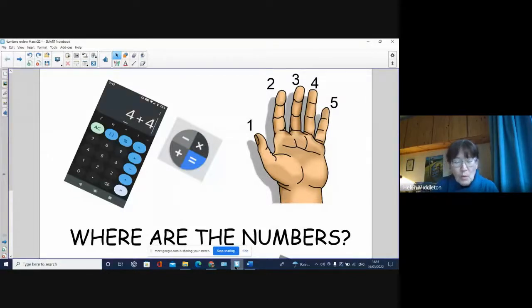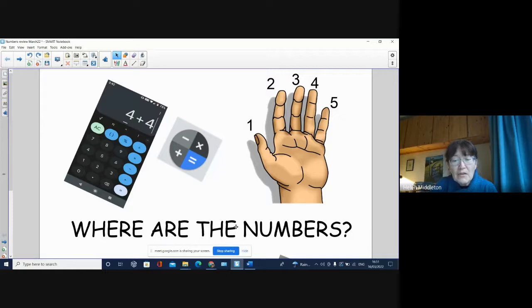Okay. We're going to talk about numbers and where you find numbers. Well, there's some numbers on this. Okay, and we're going to look at some pictures about numbers and some work you might have from class. So let's take a look at some pictures. So, where do we find numbers, or where are the numbers that we see?